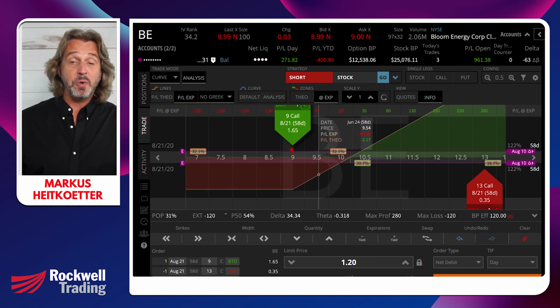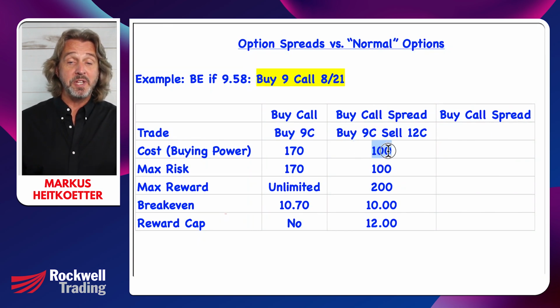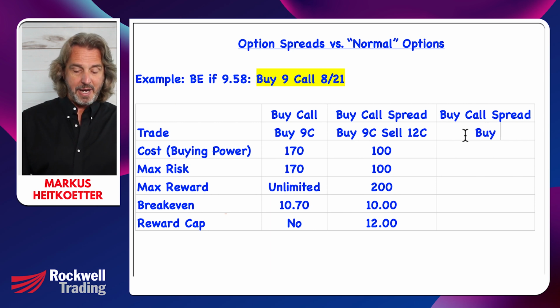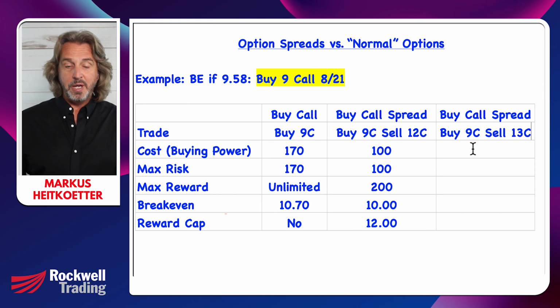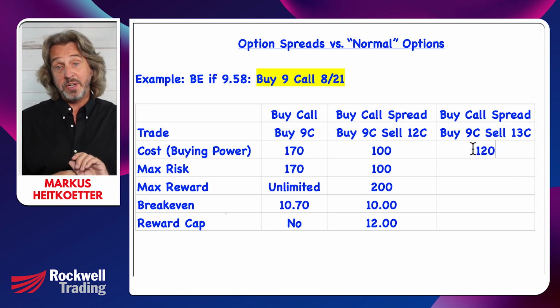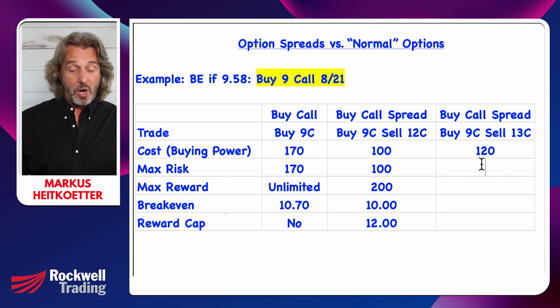And I'm also locking this here at $1.20 for this example, because otherwise the numbers jump around. So this call spread is a little bit more expensive than this one, but not as expensive as buying the call outright. So here, if we would buy the 9 call and we sell the 13 call, it would cost us $1.20. So $120. So this also is now our maximum risk.